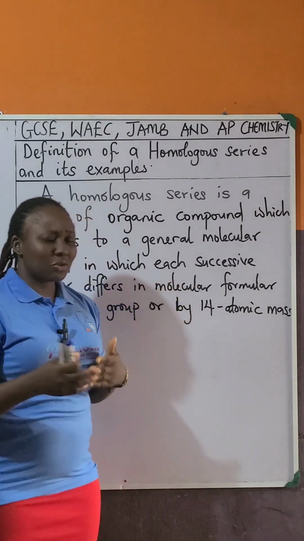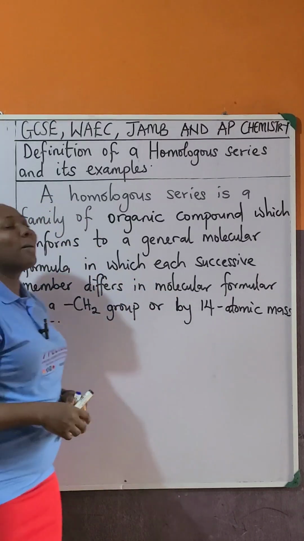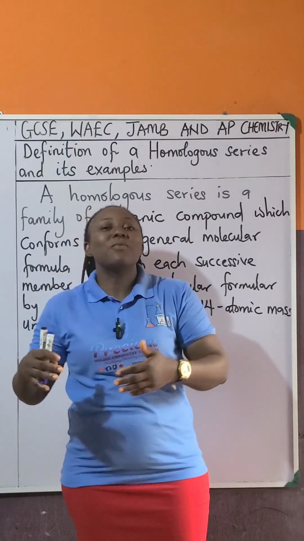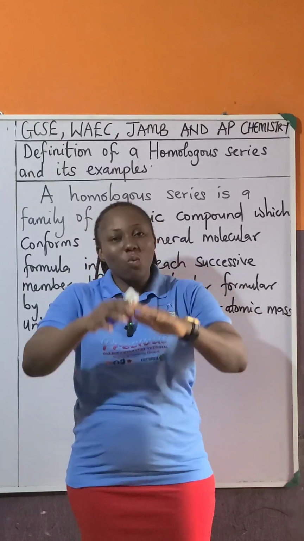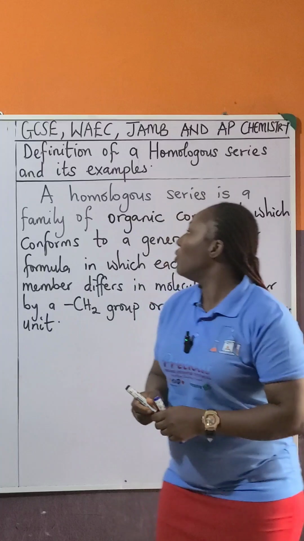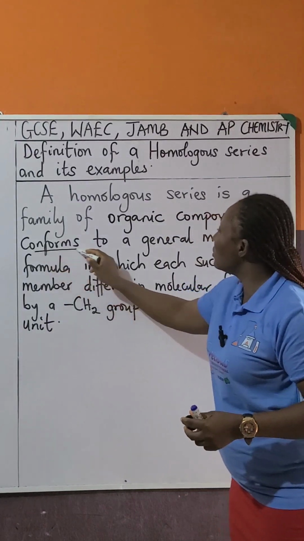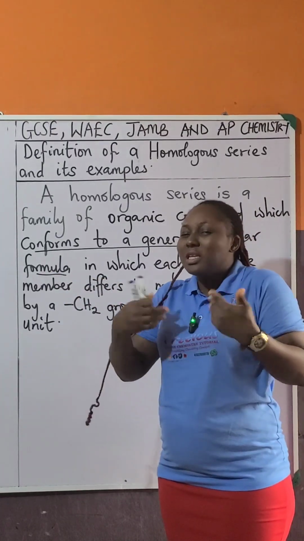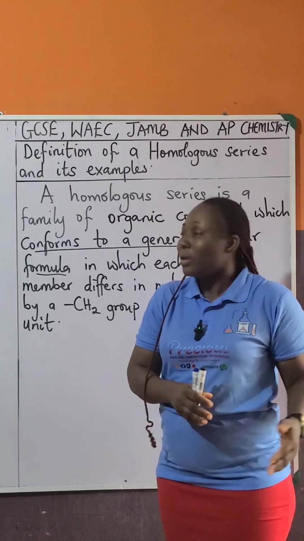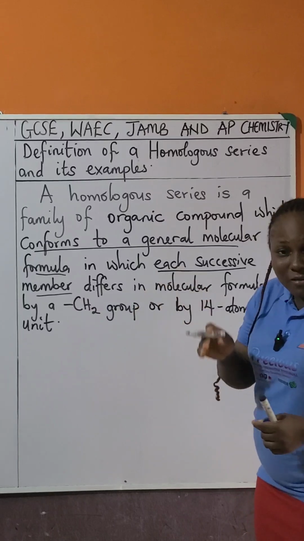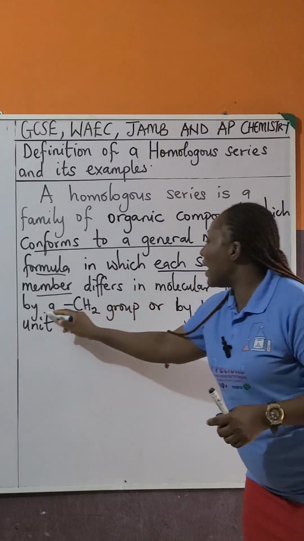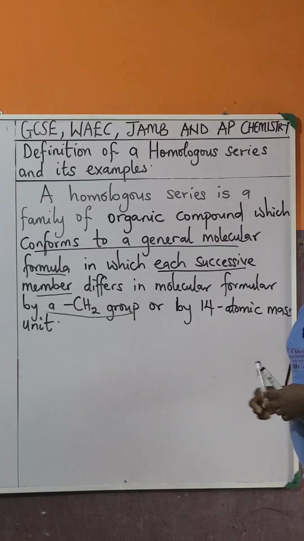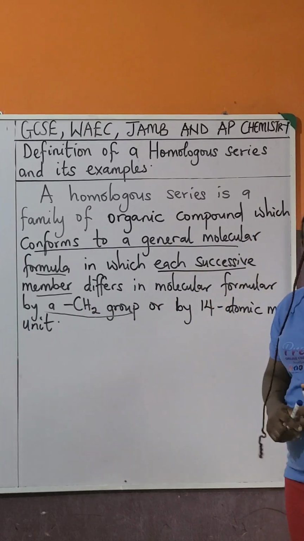How does this definition relate to the child's story? Now let's see. When we talk about organic compounds, we have different families. And these different families is what we refer to as a homologous series. Now, what is special about these different families? First of all, they conform to a general molecular formula. So each family of an organic compound has its own general molecular formula that it conforms to. And each successive member of that family differs in molecular formula by a CH2 group. Now, if you calculate the molecular mass of CH2, you will have 14. So that's why we say CH2 group or 14 atomic mass unit.